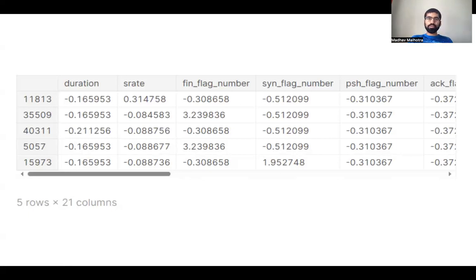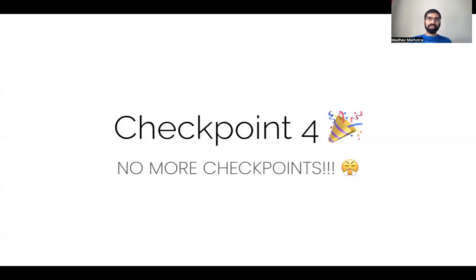So that's the big point of the presentation. No more checkpoints, we are done. And I hope that you're more curious about bio-inspired AI algorithms as a result.